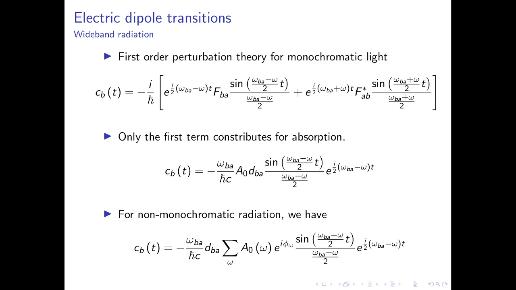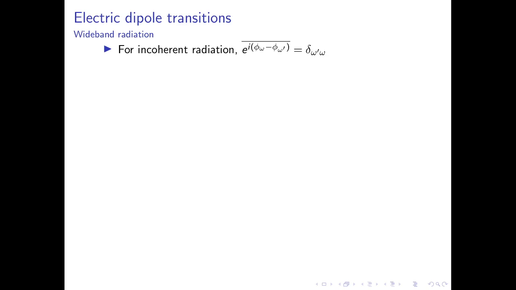Now we need to figure out what is the probability that the system will be in the state B under the action of this non-monochromatic radiation, and we are going to make the incoherent radiation approximation, which is e to the i(phi omega minus phi omega prime). This rapidly fluctuating quantity will average out to 0 unless omega is equal to omega prime, in which case of course it is 1. And this is where the incoherent radiation approximation becomes very useful.